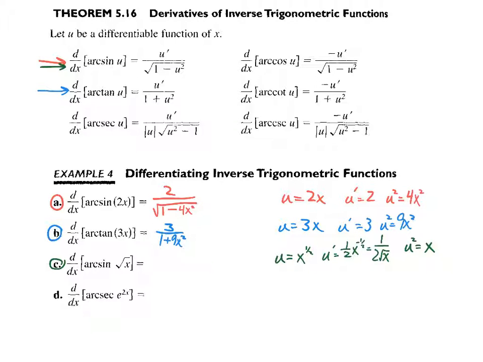Okay? So now we have our formula: u prime, which is 1 over 2 root x, over the square root of 1 minus u squared. 1 minus u squared is 1 minus x. Okay?